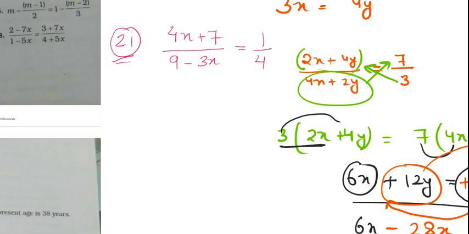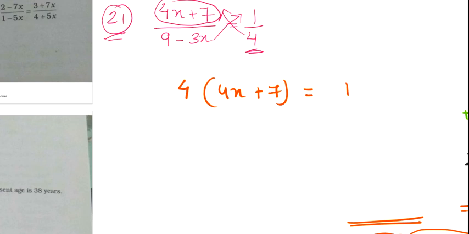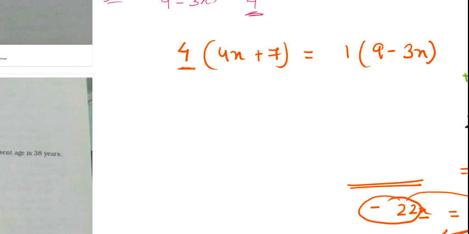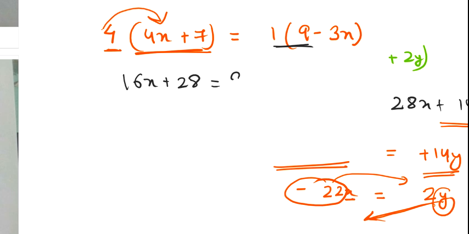4x plus 7 by 9 minus 3x. Okay, so first of all we need to do cross multiply. So 4 will be multiplied with the whole part. Okay, so 4x plus 7 is equal to 1 into 9 minus 3x. What will happen? The 4 will multiply with the whole part. 4 will first multiply with 4x. It will become 16x. Now 4 will multiply with 7, 28. Now 1 will multiply with 9, 9 minus 1 will multiply with 3x.